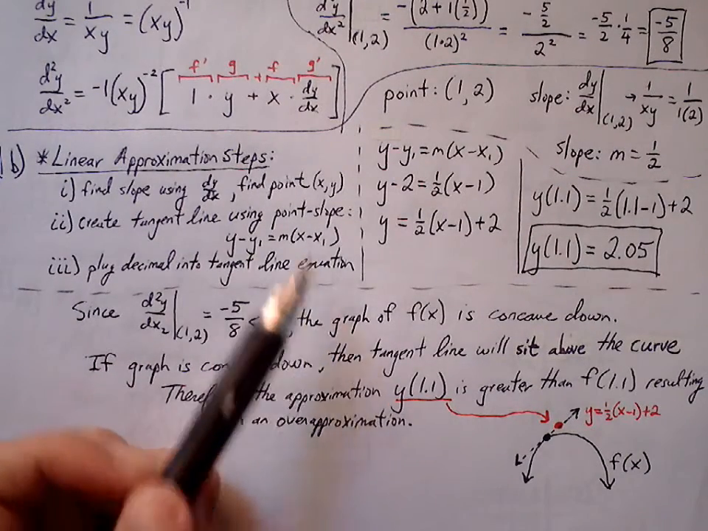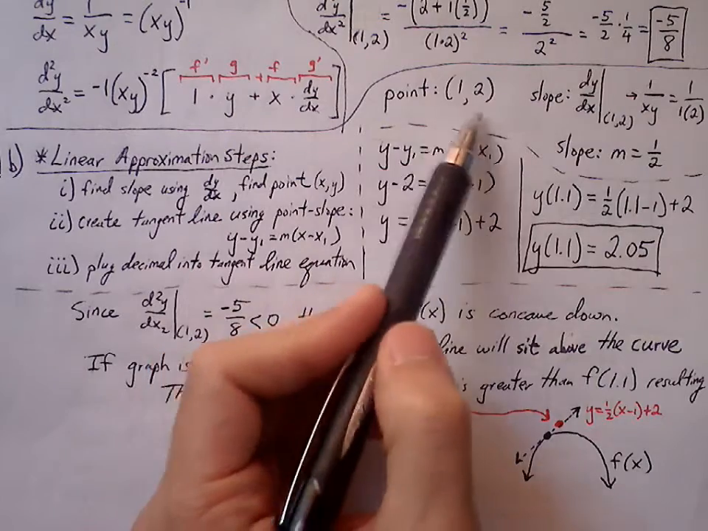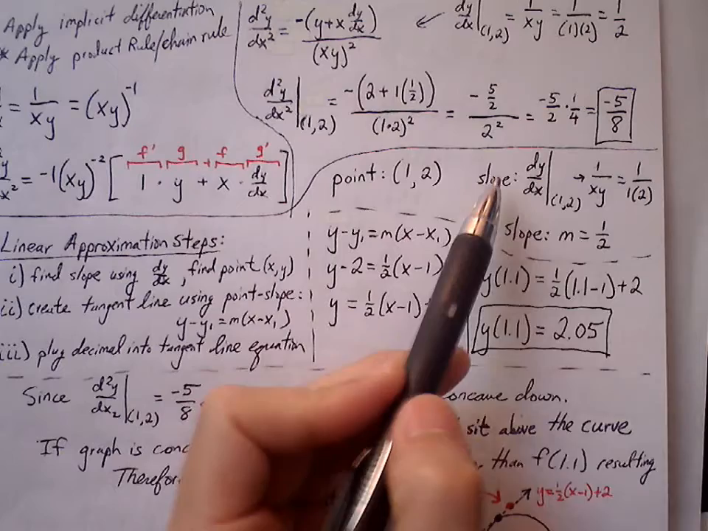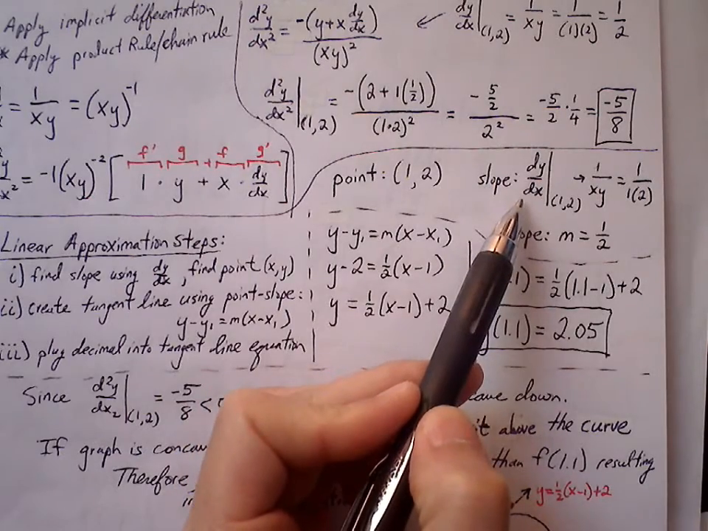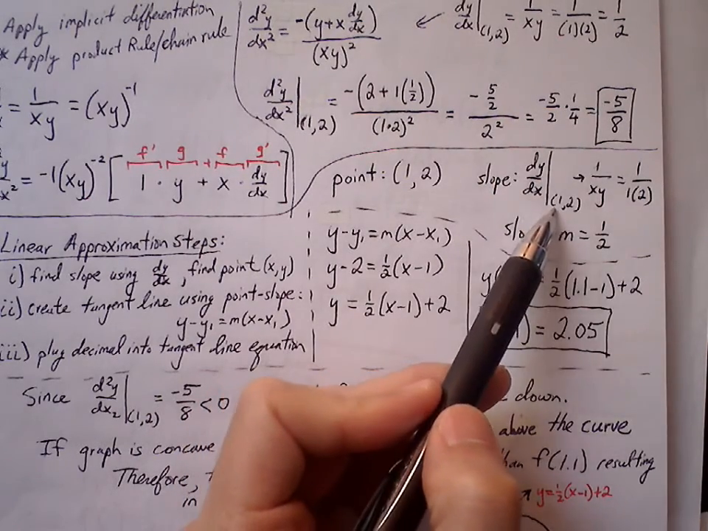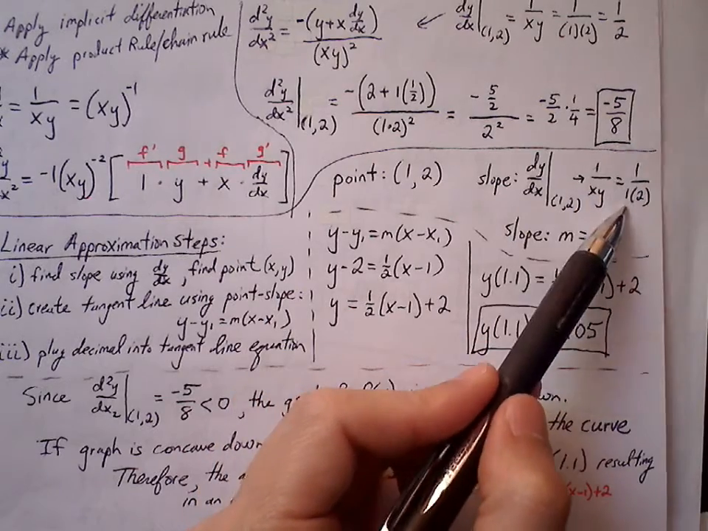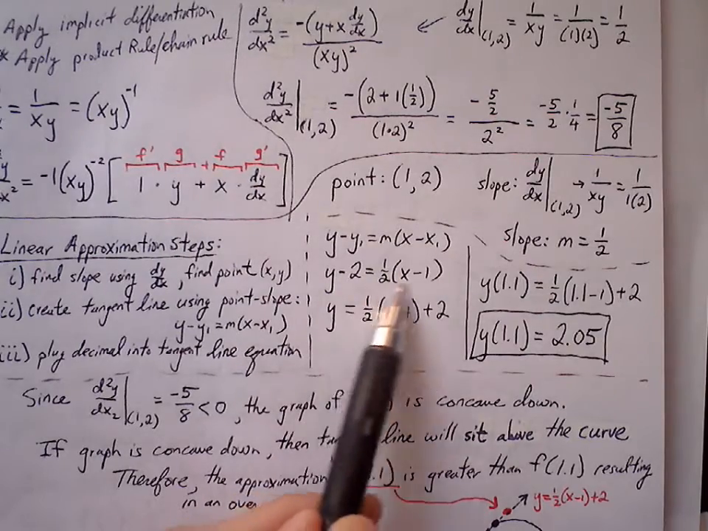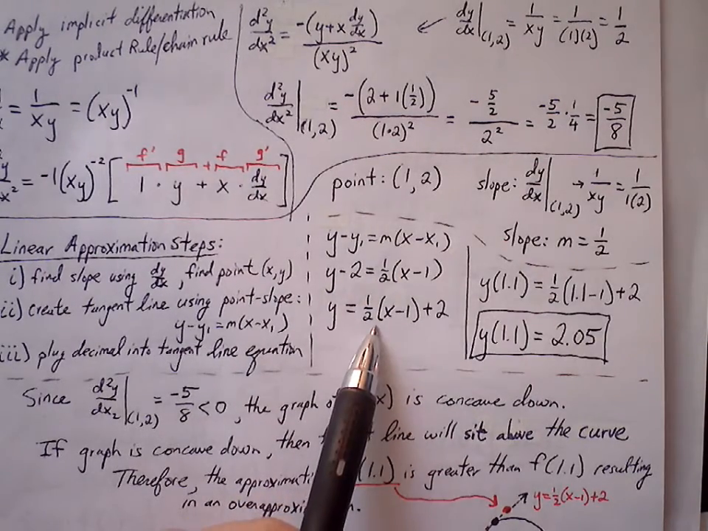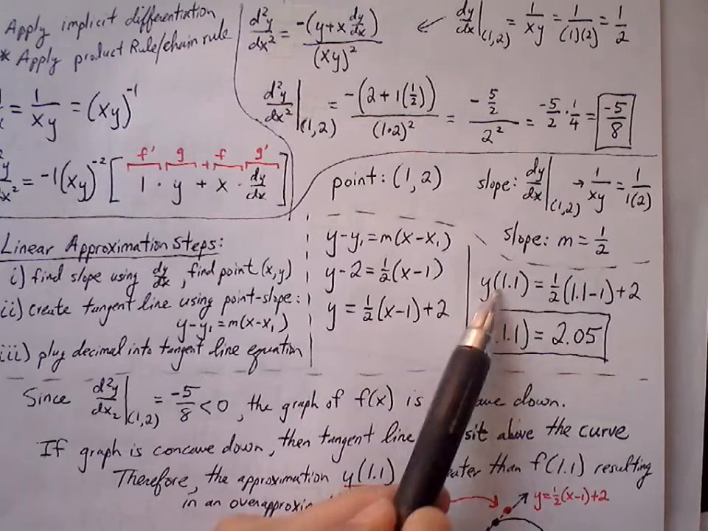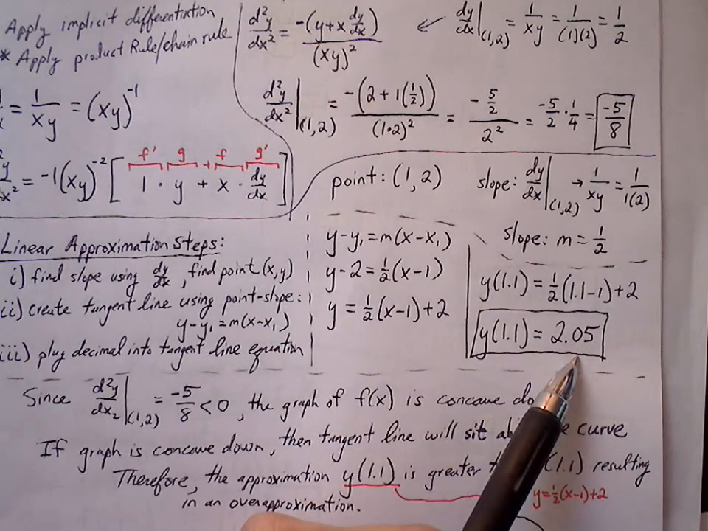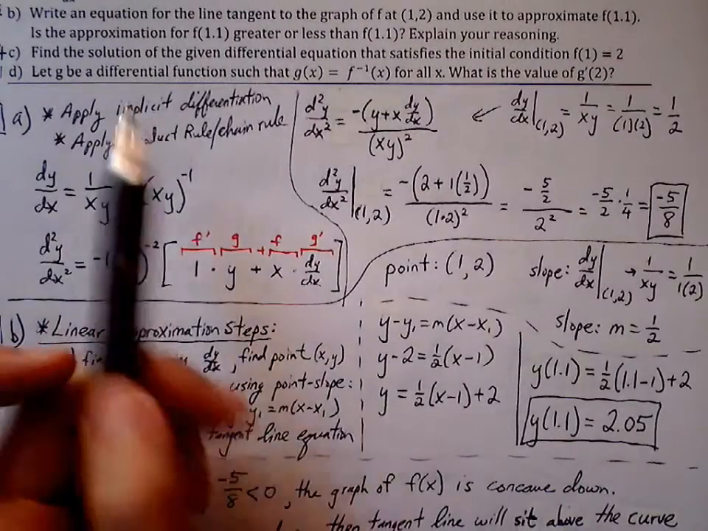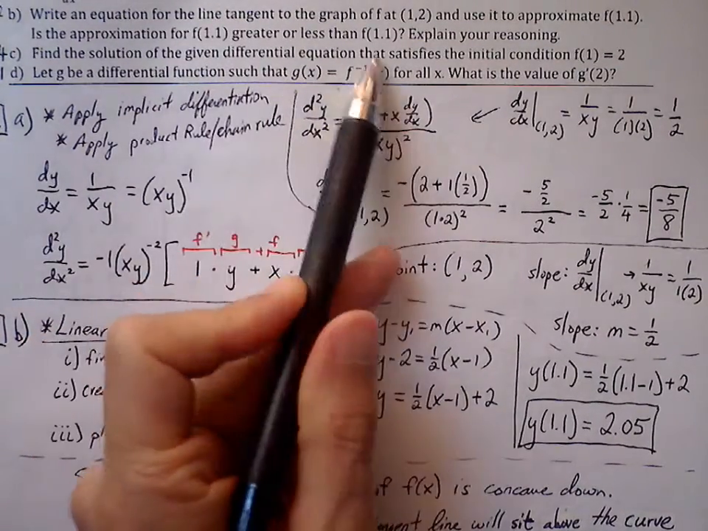All right, so our ordered pair is (1, 2). That's provided for us. The slope is based off of that dy/dx equation that's given to us. So we can find the slope at (1, 2), which is 1/2. So we have our ordered pair, we have our slope, we put it into point-slope form, and then once we have our point-slope form, we put that decimal in for the x, and that will clean up to be 2.05. So that's the first part. The second part is saying, is the approximation greater or less than f of 1.1?